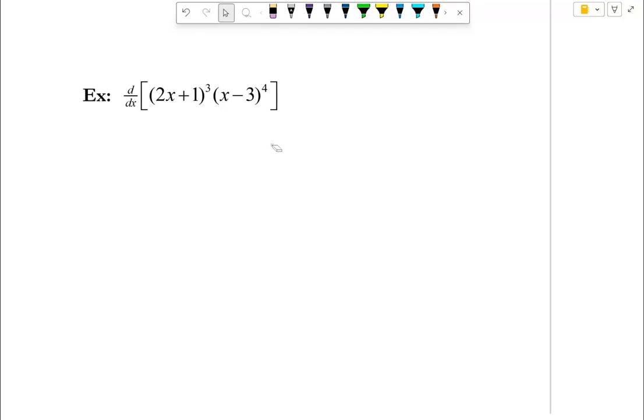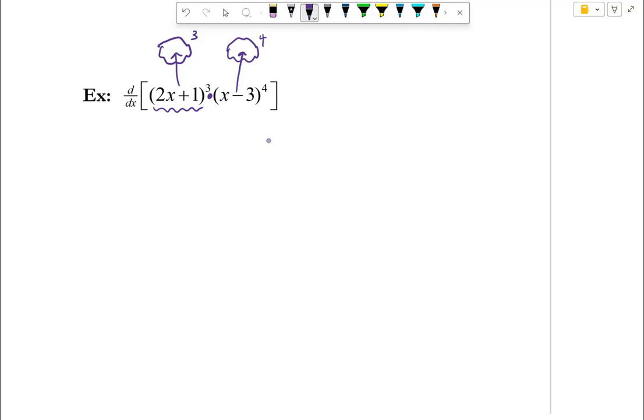This is another time where we can use the product and the chain rule in composition. So again, I want to recognize that I have some junk times some junk. And when I say that, the first factor is a composition. My outer function is x cubed, but it's being composed of 2x plus 1. My second factor, I could also think of as a composition. My outer function is x to the fourth, but it's composed of x minus 3.